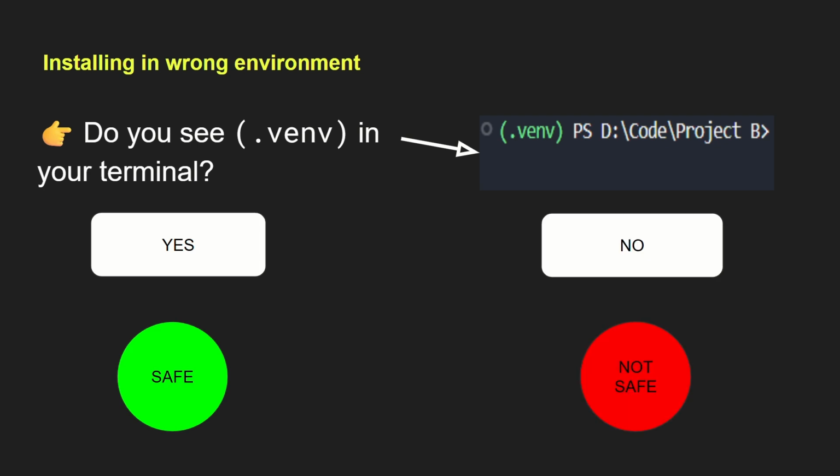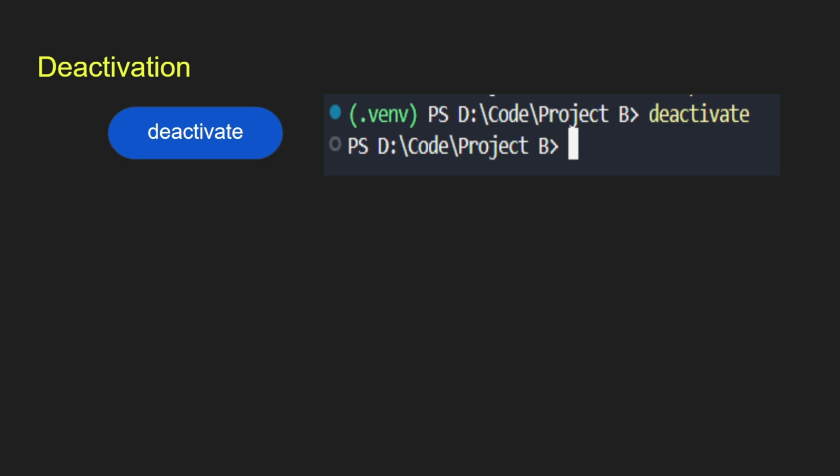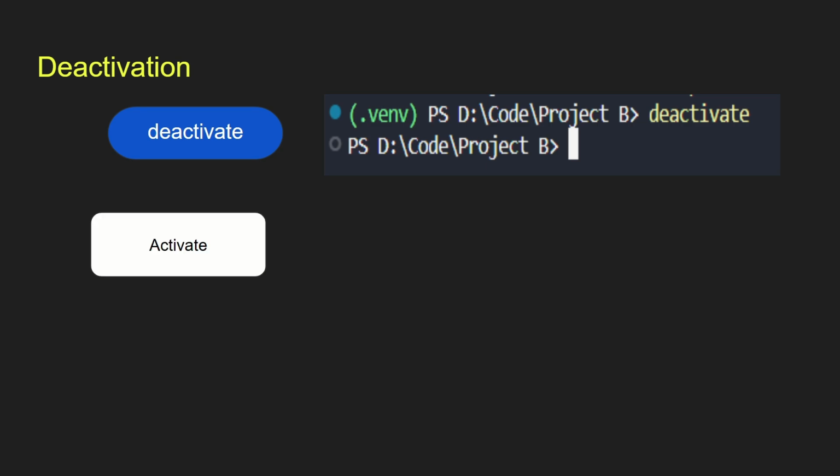Now once you are done working, you can deactivate the environment. Just type deactivate in your terminal. This takes you back to your global Python. Nothing gets deleted, nothing breaks. It just switches your context back. And the next time you work on the project, you simply activate it again.